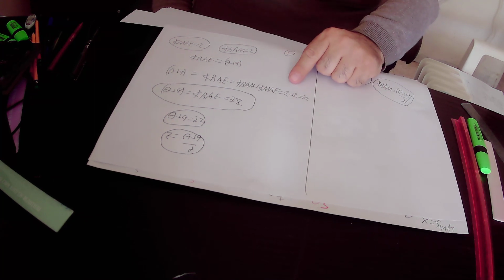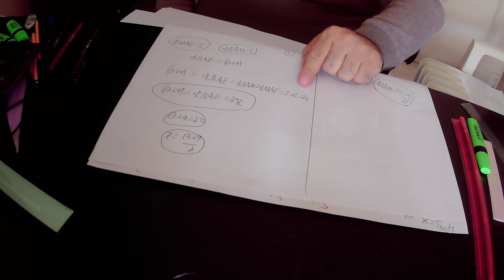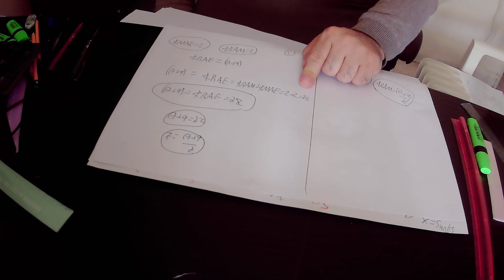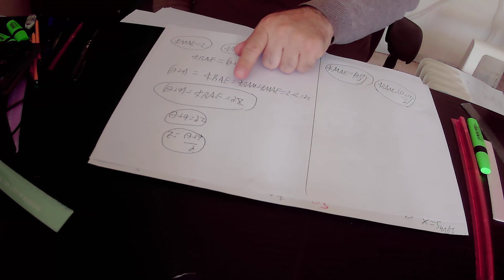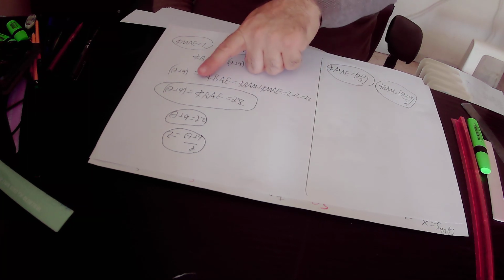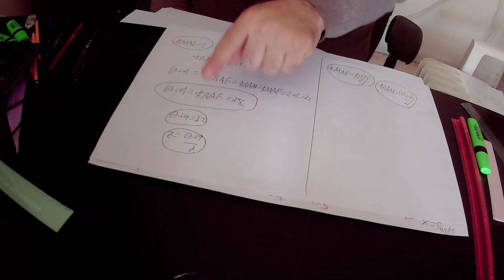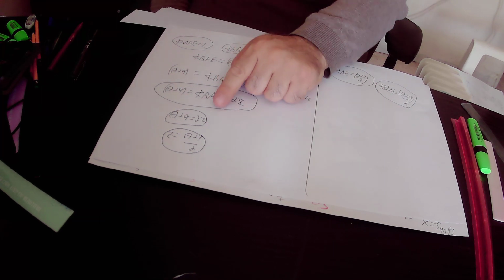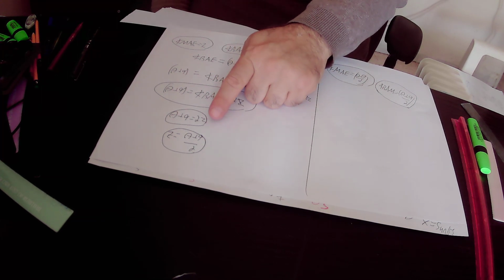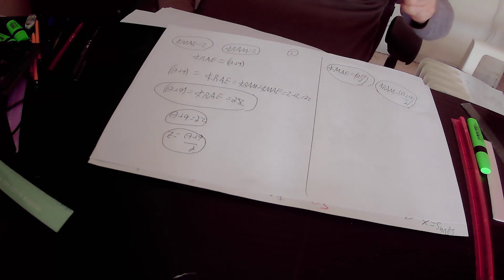Angle BAM is Z and angle MAE is Z. So angle BAE equals Z plus Z, that is to say 2Z. So from one side, angle BAE equals theta plus alpha, and from the other side, it equals 2Z. From this equation, we derive that theta plus alpha equals 2Z. We divided this equation by 2, and we got that angle Z equals theta plus alpha over 2.